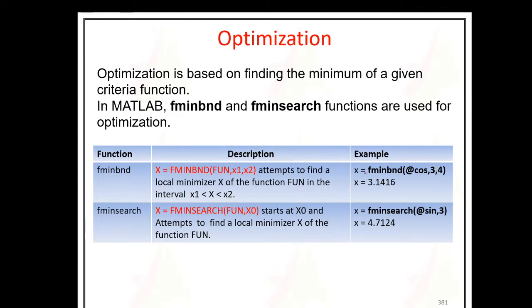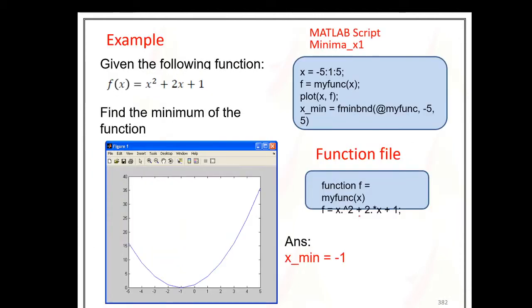You can see here x equal to fminbnd of this function, and x1 and x2 are the interval between 3 and 4. It is the minimum value. Same thing, it starts from x0 and attempts to find the local minimizer x of the function. You can see here it is a given function. It ranges from -5 to +5. y equal to my function of x. I am writing the function here. It is a separate one. Function f equal to my function x of this polynomial.